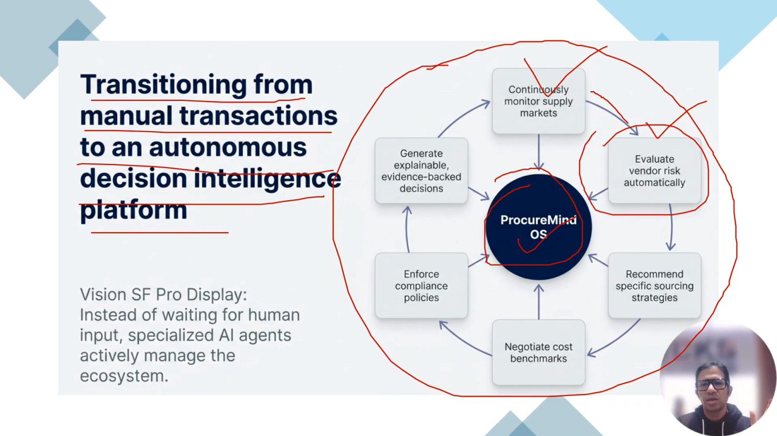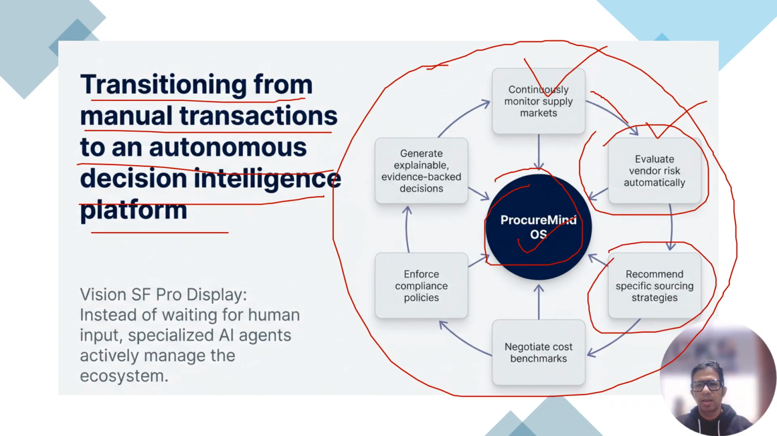This one, evaluate vendor risk automatically. Second capability, evaluate vendor risk automatically. This includes sanctions checks, export controls, financial stability, geopolitical risks, ESG risk, and even performance risk like late deliveries. So now, instead of risk being a late stage review, risk becomes a real-time signal.